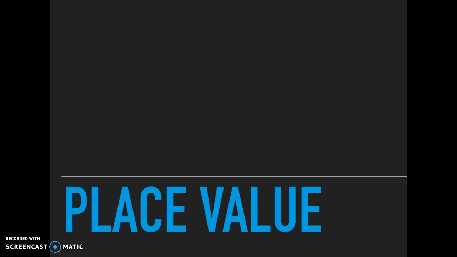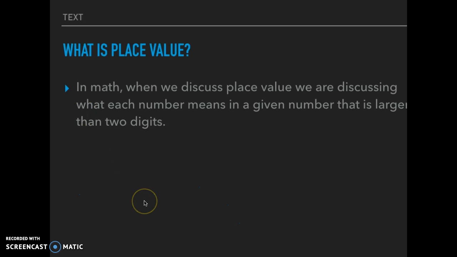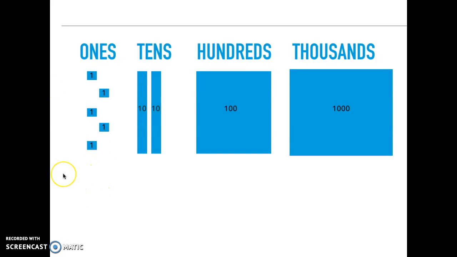By the end of this lesson, you should be able to observe a number based on its place value and identify what place each digit in a number higher than 2 digits is taking up. So what is place value? In math, when we discuss place value, we are discussing what each digit means in a given number that is larger than 2 digits. Here we can see the ones places, tens places, hundreds, and thousands places.